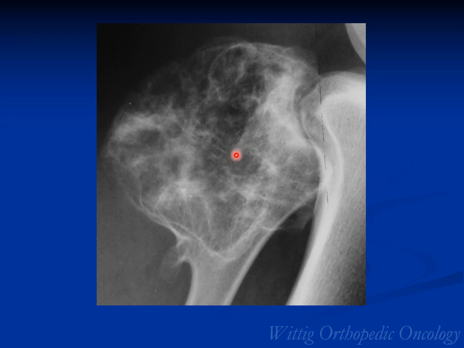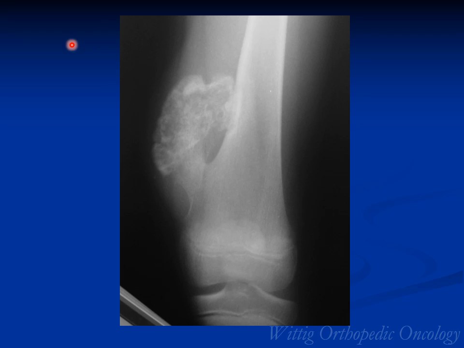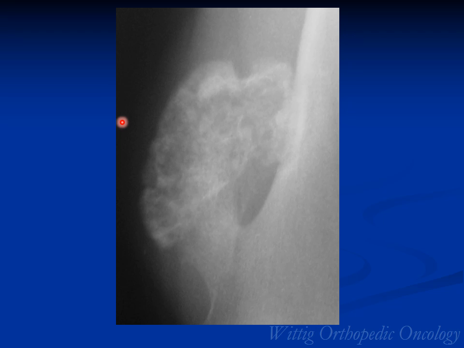Close-up view, you can see the stippled and flocculent calcifications and a few ring and arc calcifications in the cartilaginous cap. Another osteochondroma, you can demonstrate the corticomedullary continuity. This one is heavily calcified, and you can see the little rings and arcs throughout the cartilaginous cap. Here's a closer view.